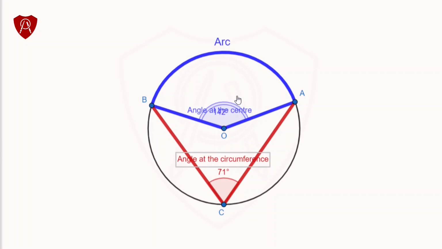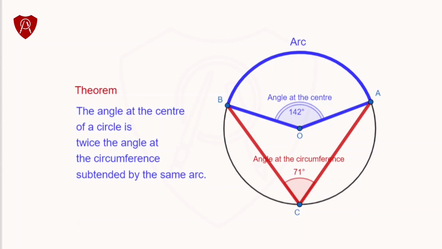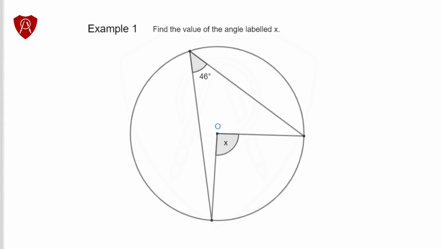It is a visual demonstration of the theorem that the angle at the center of a circle is twice the angle at the circumference subtended by the same arc. This is our first theorem. Please take note. Let us now use this theorem to solve a few examples of examination type questions.